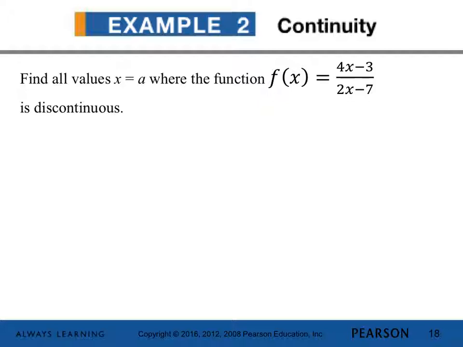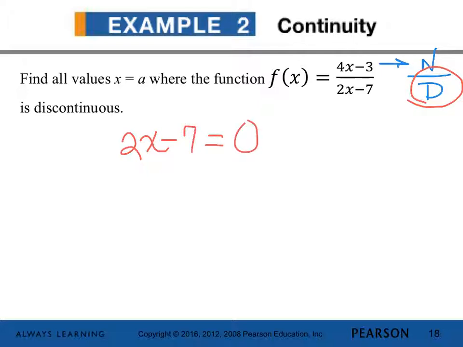Now here we have a rational function because it's a fraction. And remembering that this is a fraction, it has a numerator and it has a denominator. And we're not terribly worried about that numerator, but we are worried about what happens in the denominator because we know that the denominator is not supposed to be 0. So that means that 2x minus 7 equals 0 would cause us a problem. So that's going to be where it's discontinuous.